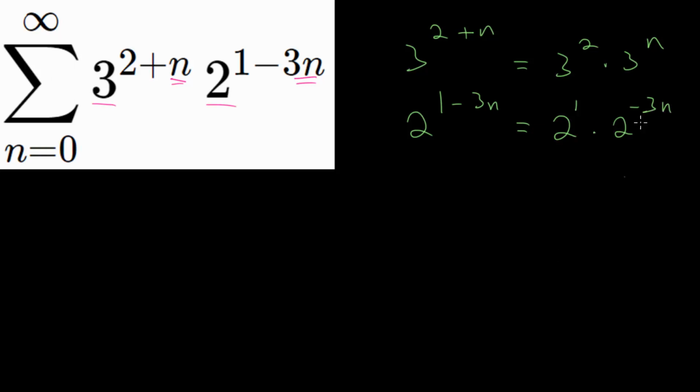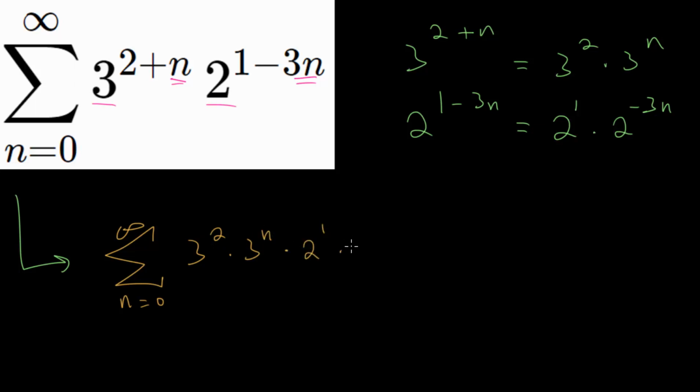minus 3n. And let's now rewrite our series here. We have an infinite series, so we'll take the sum as n goes from 0 to infinity. We have 3 squared multiplied by 3 to the n, multiplied by 2 to the first, multiplied by 2 to the minus 3n. And we can combine the 3 squared and the 2. This is just 9, and times 2 makes it 18.